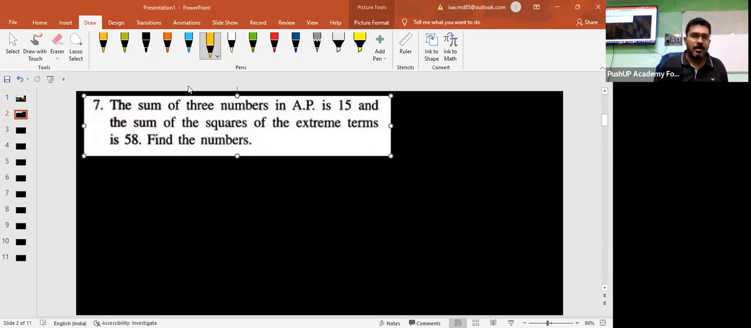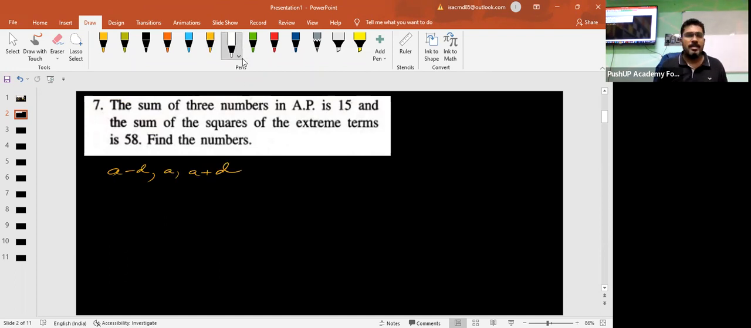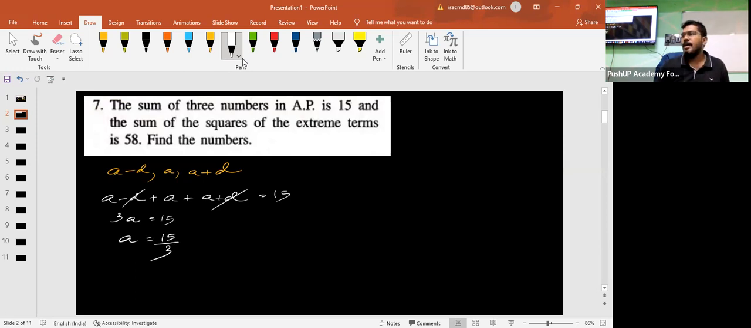So let's write down the common pattern for it. That is A minus D, A, and A plus D. The sum of the three terms A minus D plus A plus A plus D is equal to 15, which means minus D and plus D is cancelled. 3A is equal to 15. Therefore, A is equal to 15 divided by 3, and that is equal to 5.